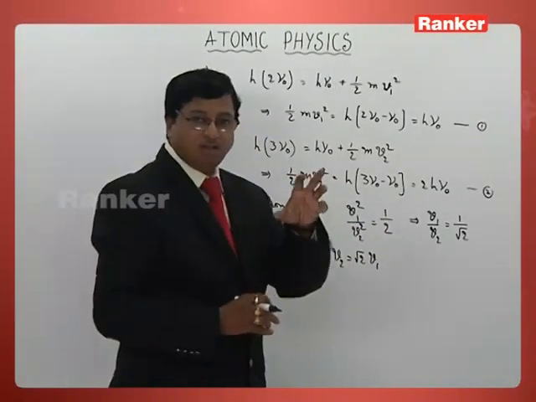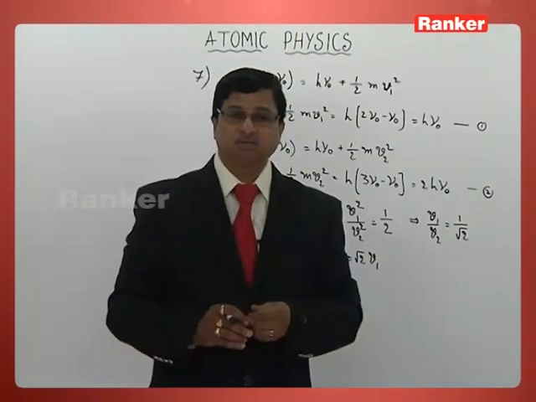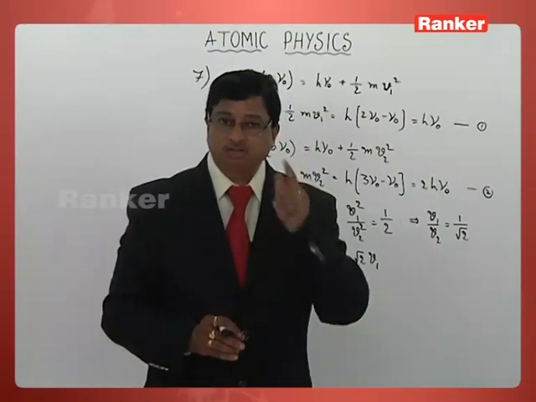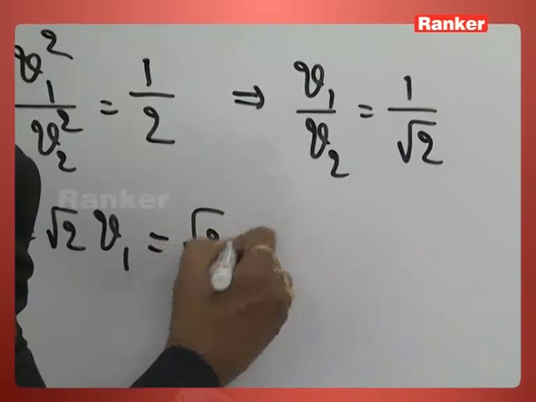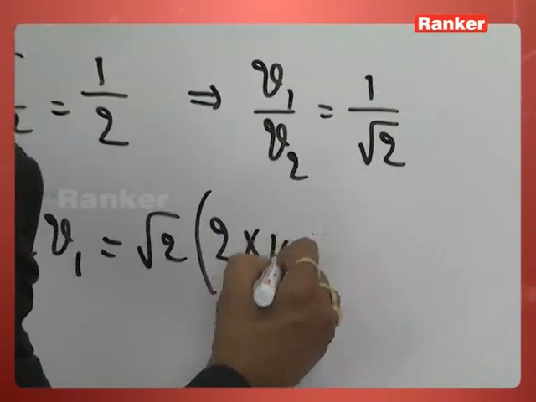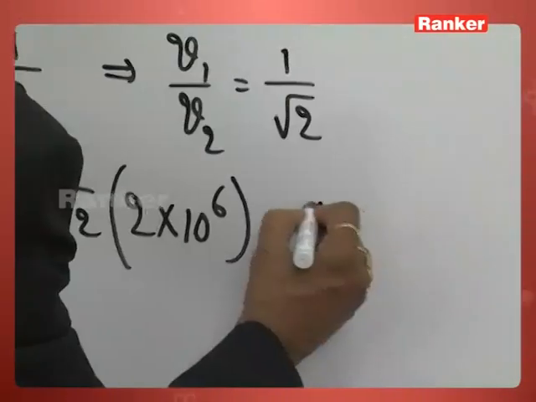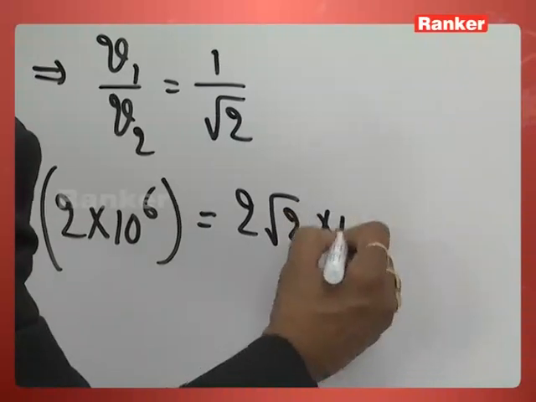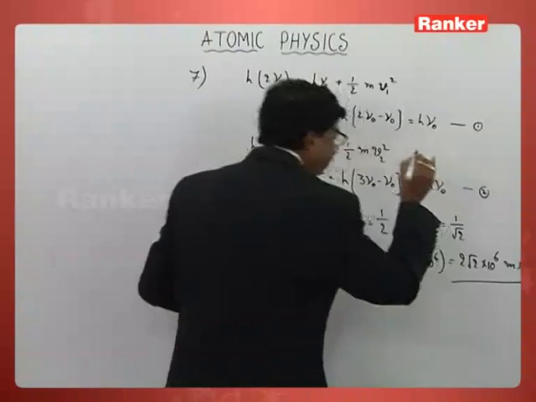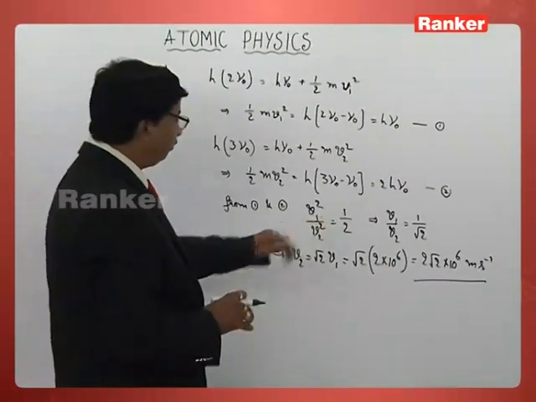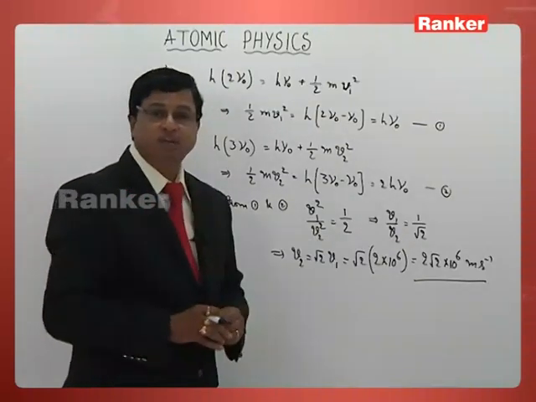But what is the velocity of the first electron that is emitted? He has given it is 2 into 10 power 6 meter per second. So rewrite the same thing now. It's root 2 times 2 into 10 to the power 6. So what ultimately will be the value? 2 root 2 into 10 to the power 6 meter per second. That is the corresponding value for us.